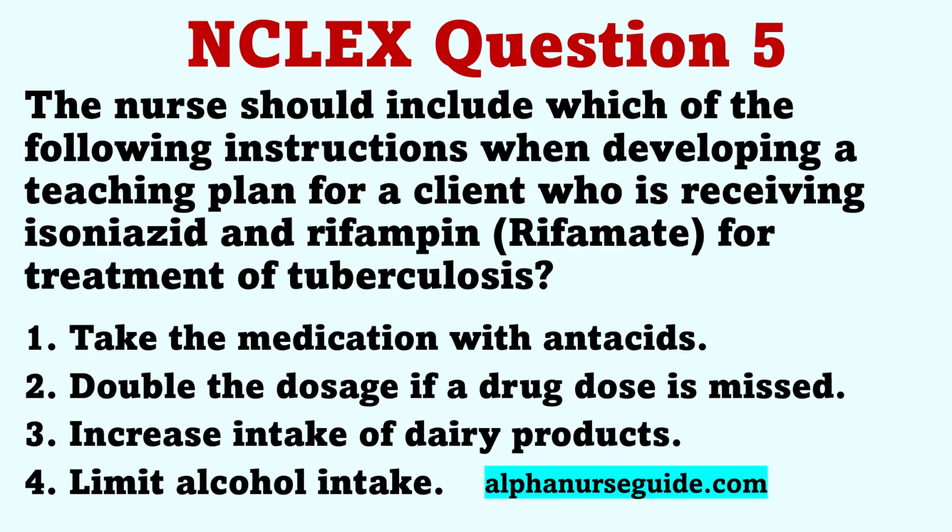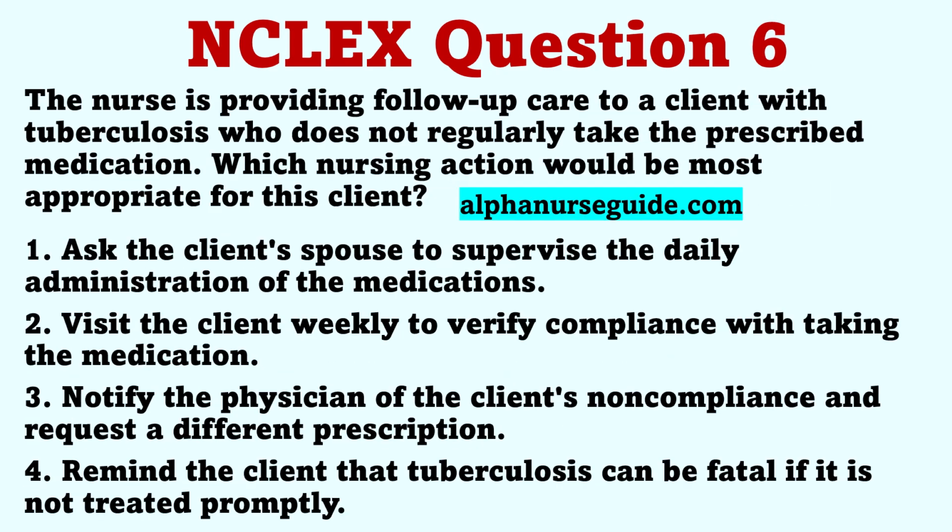he may develop hypertension. The nurse is providing follow-up care to a client with tuberculosis who does not regularly take the prescribed medication. Which nursing action would be most appropriate for this client? 1. Ask the client's spouse to supervise the daily administration of the medications. 2. Visit the client weekly to verify compliance with taking the medication. 3. Notify the physician of the client's noncompliance and request a different prescription. 4. Remind the client that tuberculosis can be fatal if it is not treated promptly.